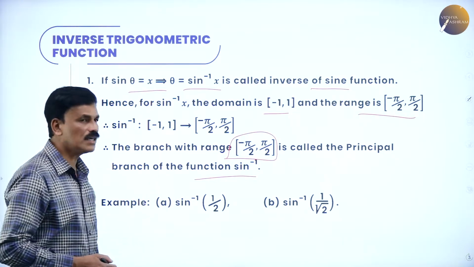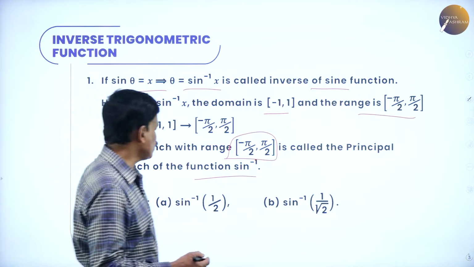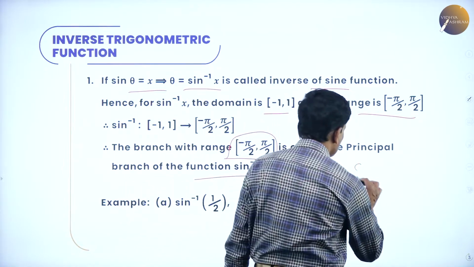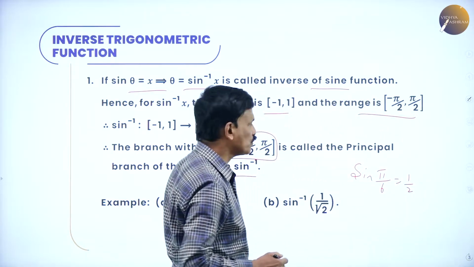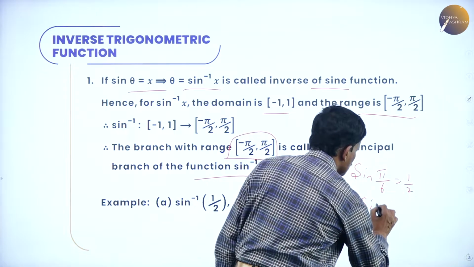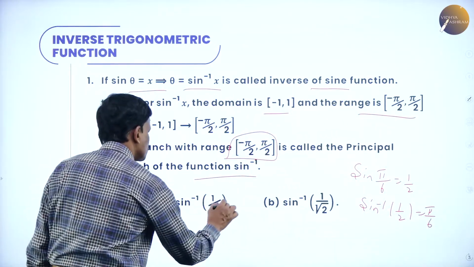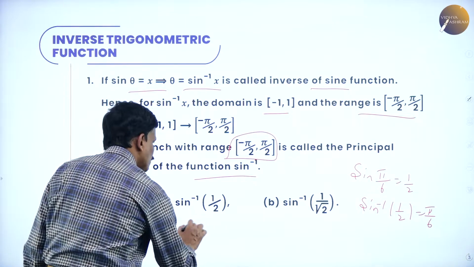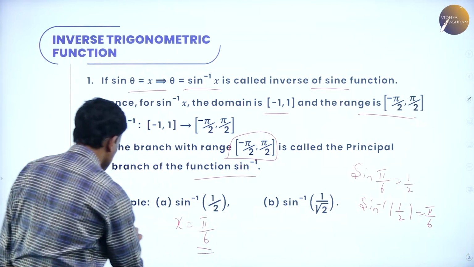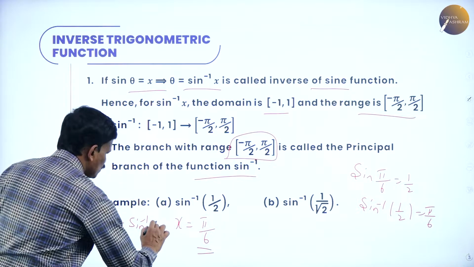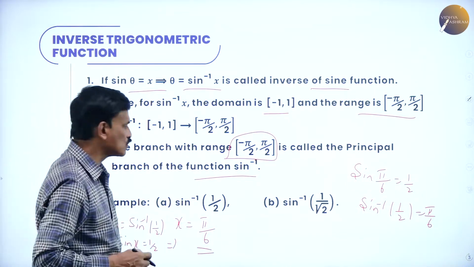Now, let us consider for example, sin inverse of 1 by 2. What is the value of theta here? For what value of theta does sine become 1 by 2? You know sine 30 degrees, that is sine of pi by 6, is 1 by 2. Therefore, sin inverse of 1 by 2 is equal to pi by 6. Suppose if we consider x is equal to sin inverse of 1 by 2, then sin x is equal to 1 by 2, which implies the value of x is equal to pi by 6.